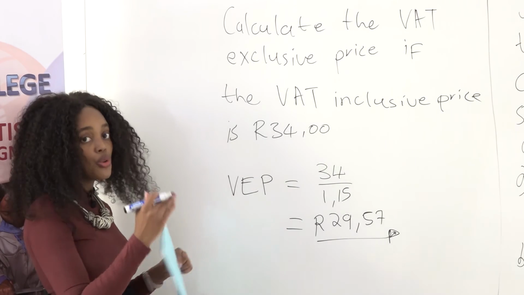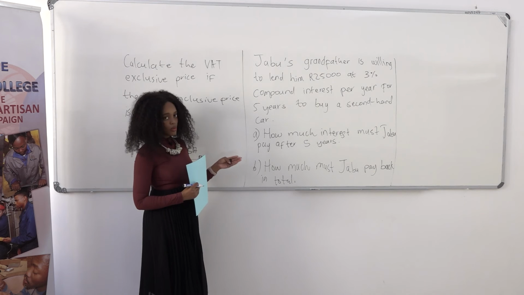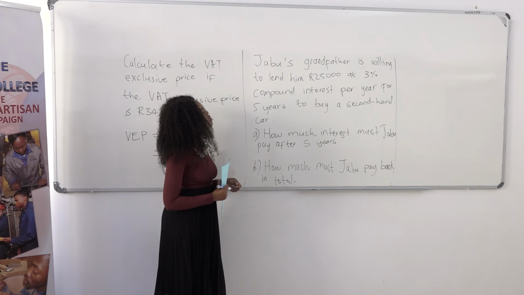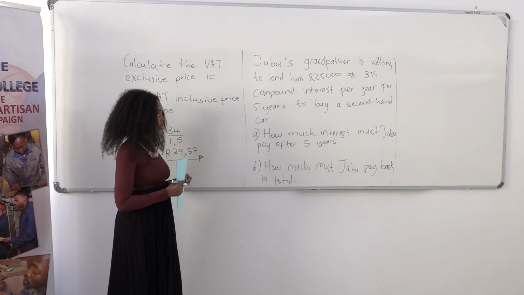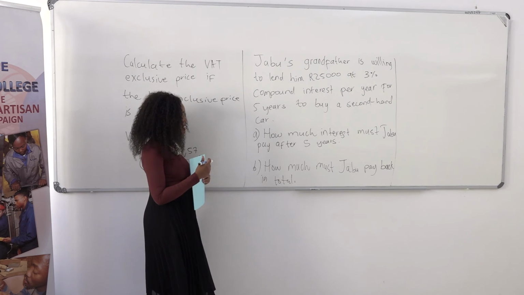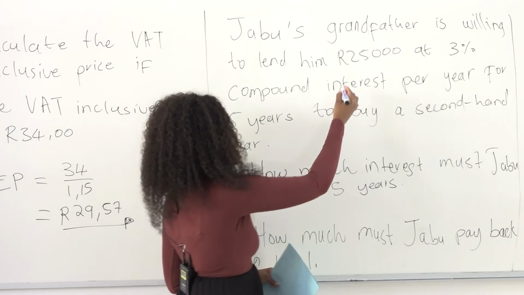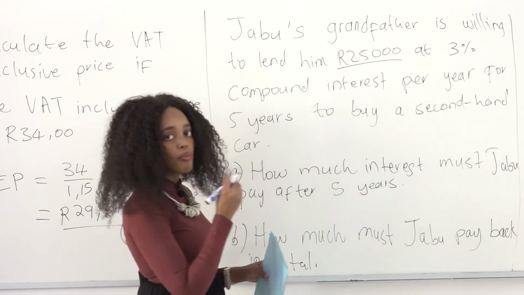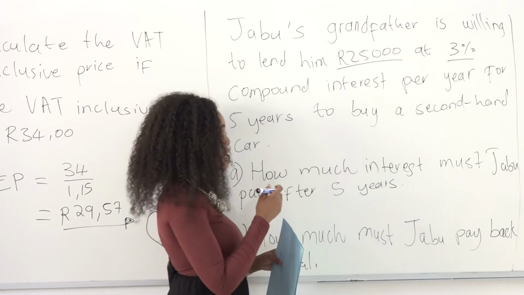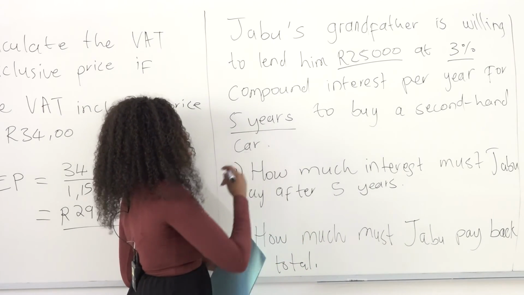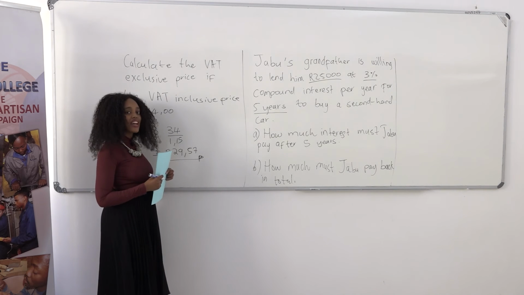Remember, the VAT inclusive price, you multiply, right? Now, let us move on to the interest example. Now, we have a question that says, Jabu's grandfather is willing to lend him 25,000 at 3% compound interest per year for 5 years to buy a second-hand car. Now, we look for the key data that we have. So we have 25,000 rand, which is the principal amount, and we have the 3%, which is the interest rate, and our period to be 5 years. So now the question is, how much interest must Jabu pay after 5 years?